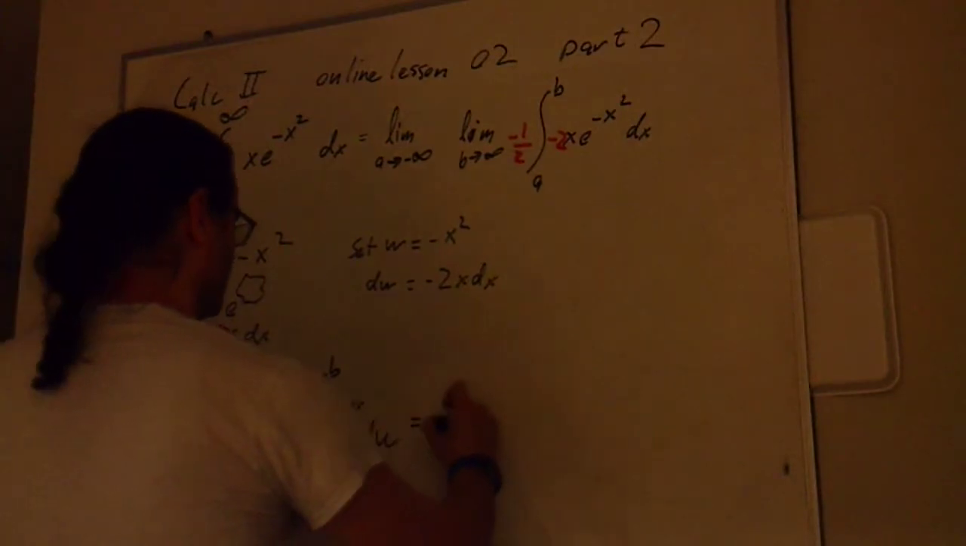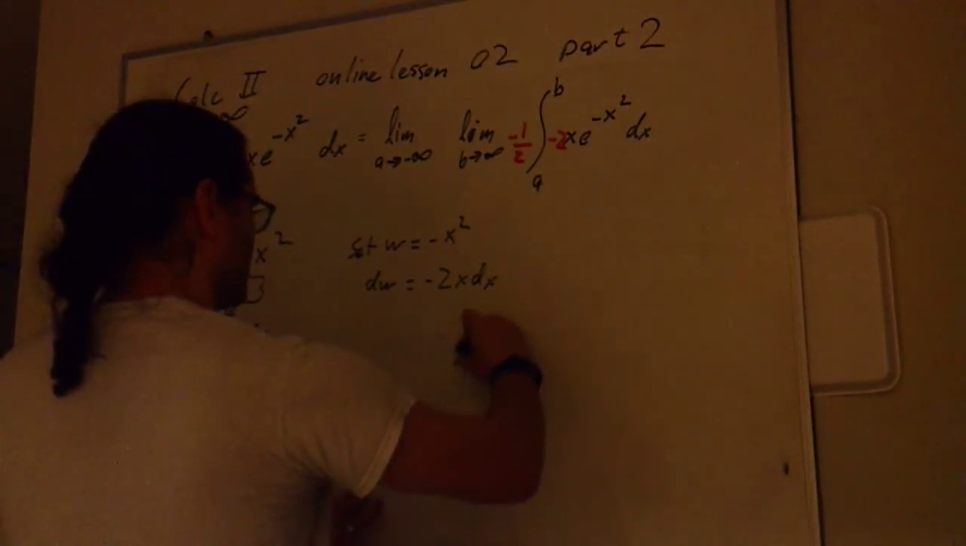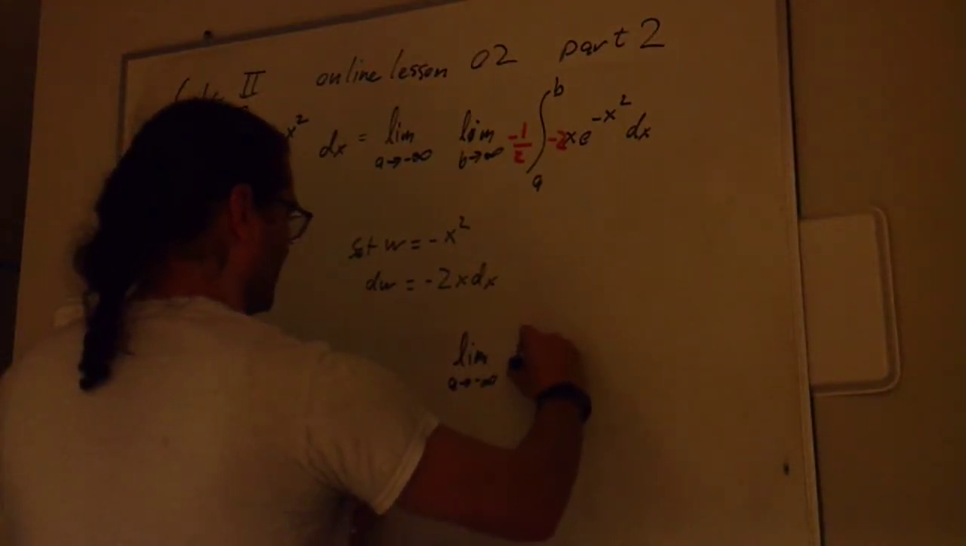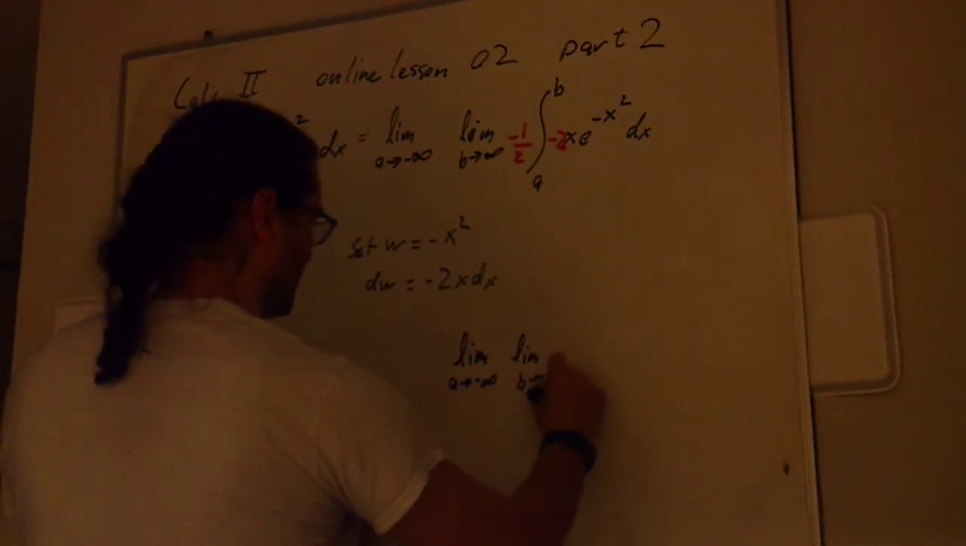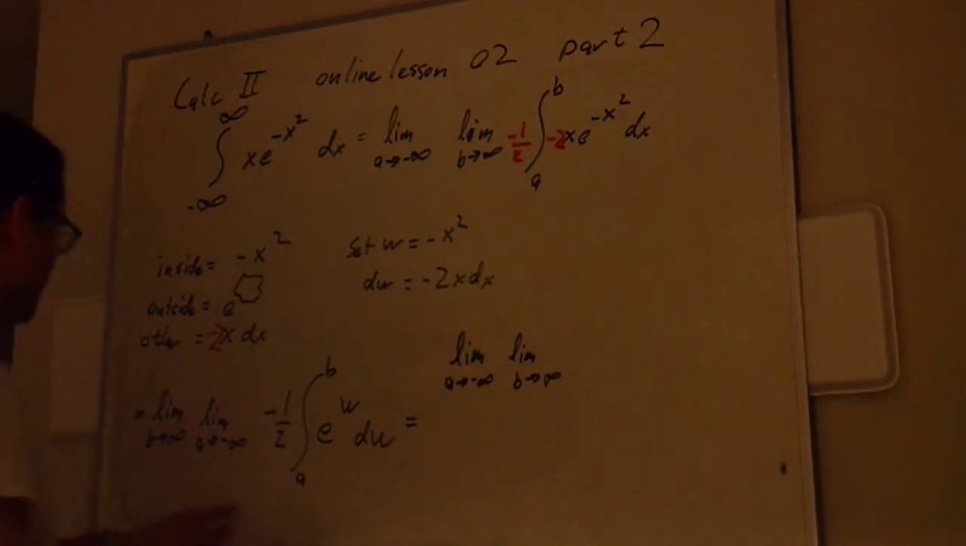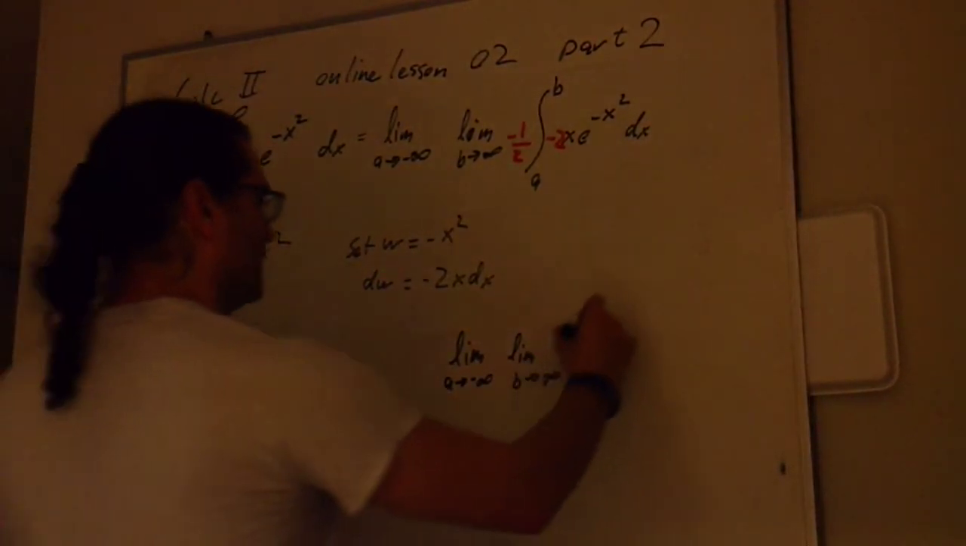The integral of e to the w is e to the w. I'm going to continue writing these limits. The limit as a goes to negative infinity of the limit as b goes to infinity. I feel like I'm changing the order of these every time. If I'm doing so, it is unintentional and only because this order doesn't matter at all.